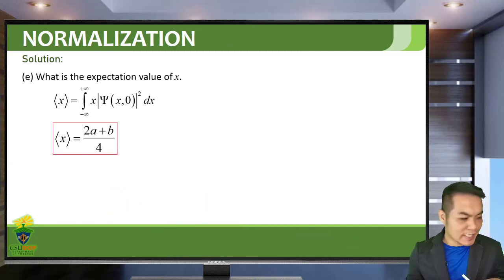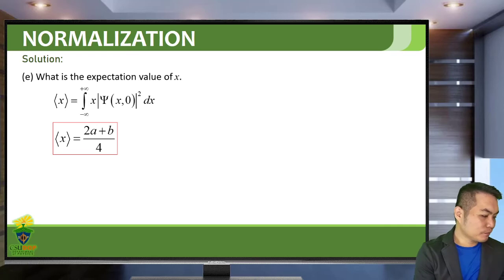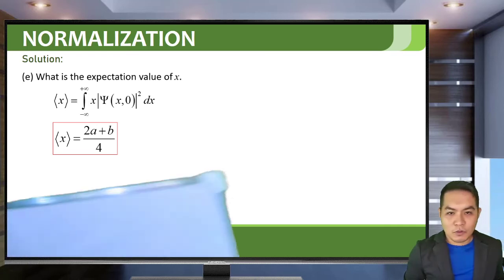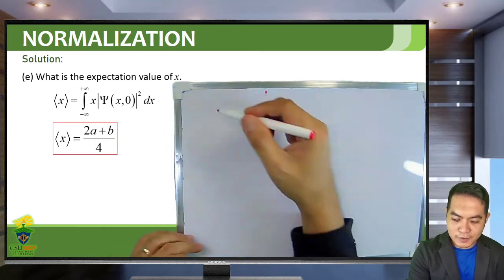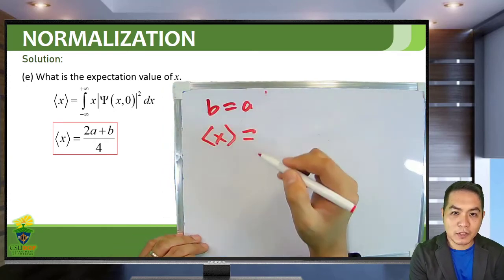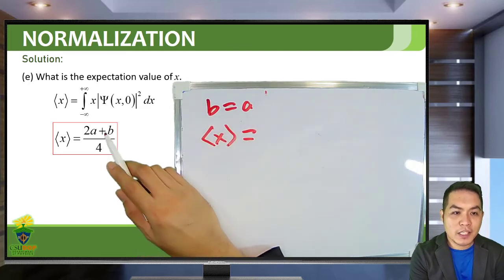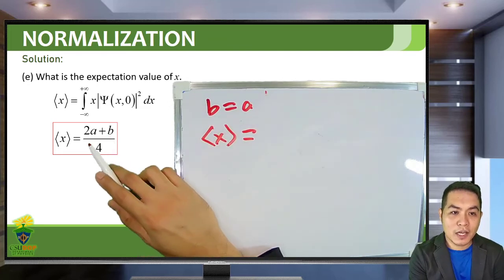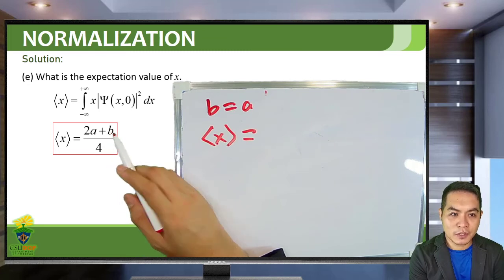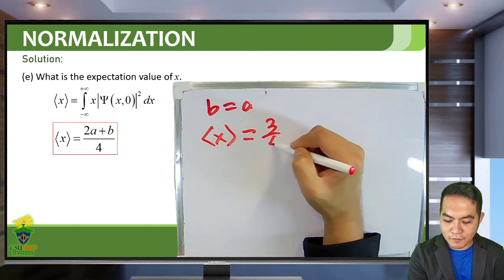If, for instance, we take the limiting case when b is equal to a, what happens to your expectation value? If b is equal to a, you will have 2a plus a, so you have 3a over 4. So your expectation value is at 3/4 a.